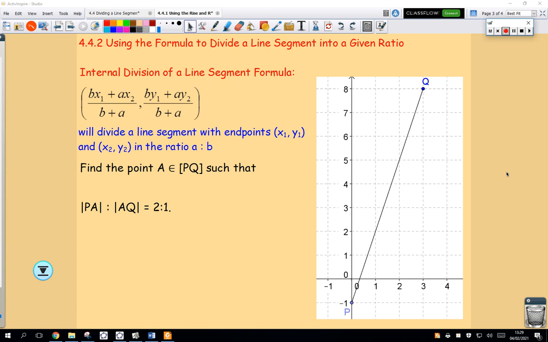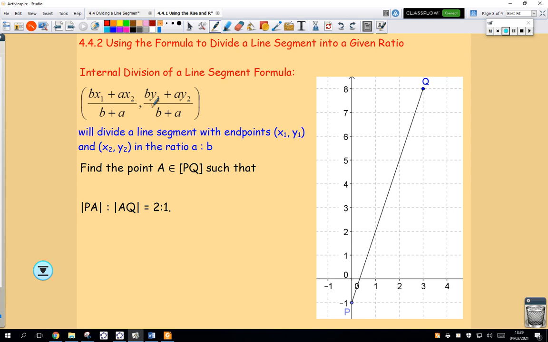Okay, so in this class I'm going to look at using the internal division of a line segment formula, which just says this. At this point here in this form, I won't read it all out, you can look at that yourself. We'll divide a line segment with endpoints x1, y1 and x2, y2 in the ratio a is to b. So what we do is identify the endpoints x1, y1 and x2, y2. We identify the ratio a is to b, and then we just plug those values into this formula. Essentially, it's very straightforward.